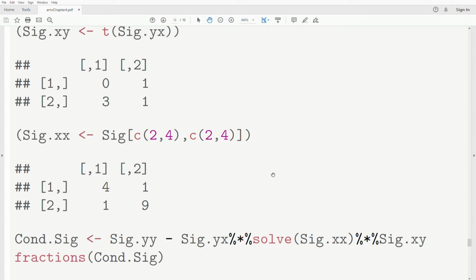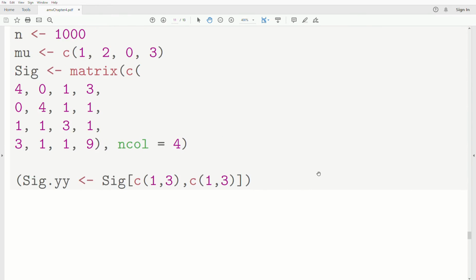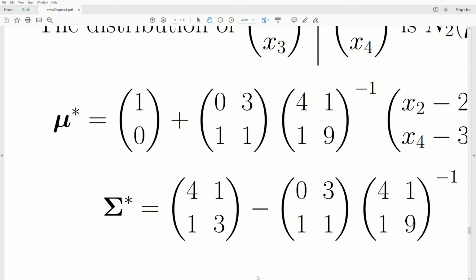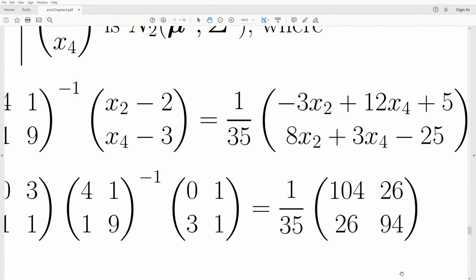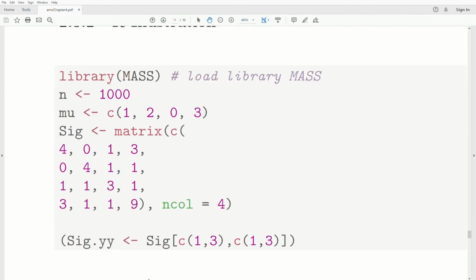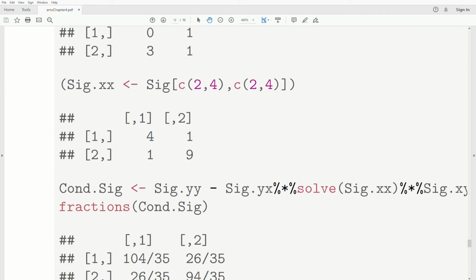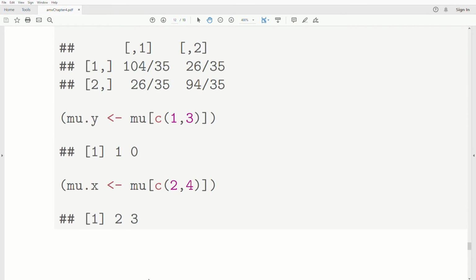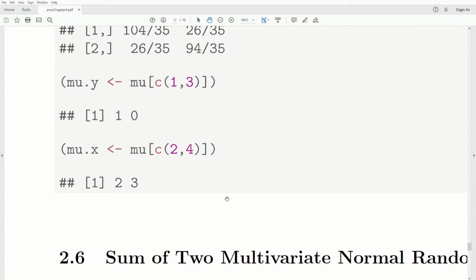Of course it's divided by 35, and that's what was in the example right here. So we do get the exact results, as we should. So now, if we want to look at the mean vector of y, we want the first and third components of the mean vector, which is 1, 0. The mean of x is the second and the fourth component, which is 2 and 3.